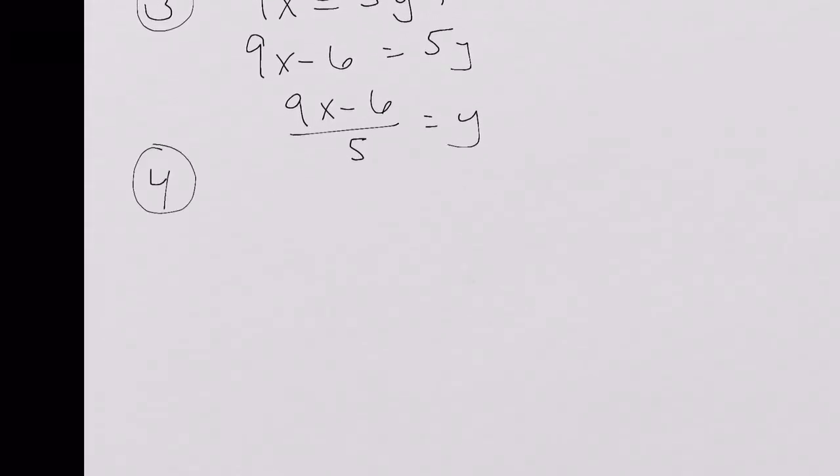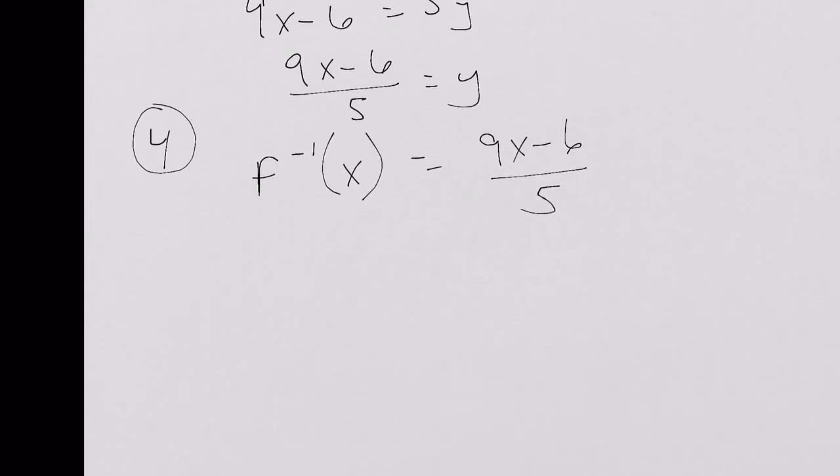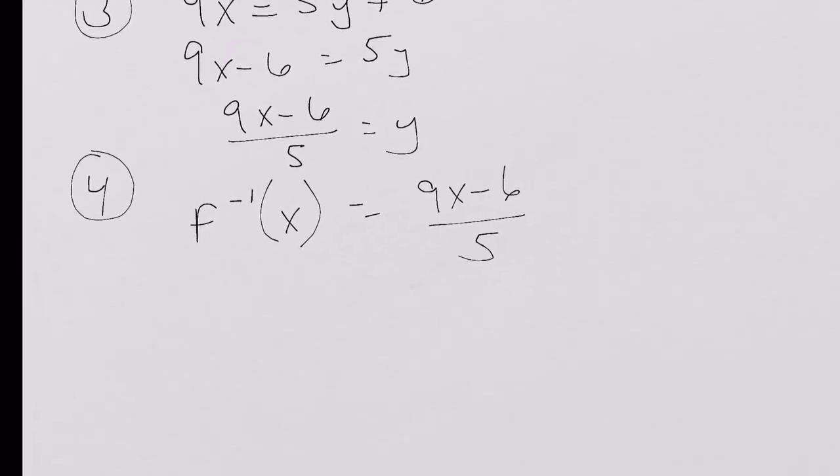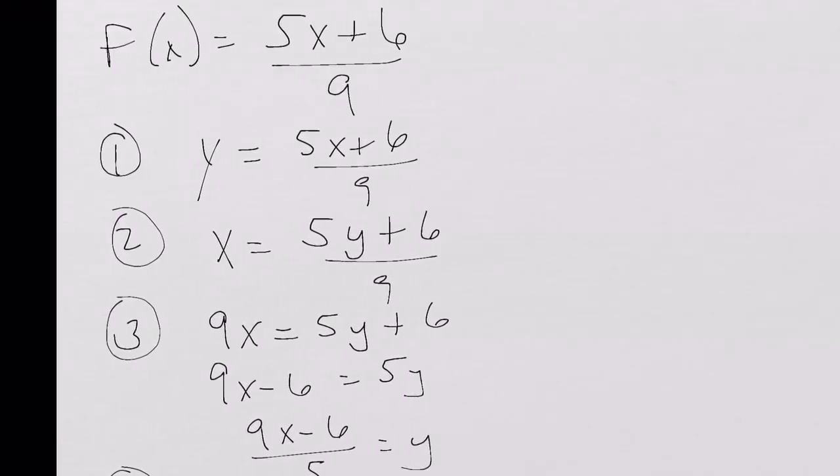So I've solved for y, and now lastly I'm just going to put f inverse of x for y, because it represents my inverse function. Now we could verify this by composing these two functions. So I have (9x minus 6) over 5 as my inverse, and my original function is that.